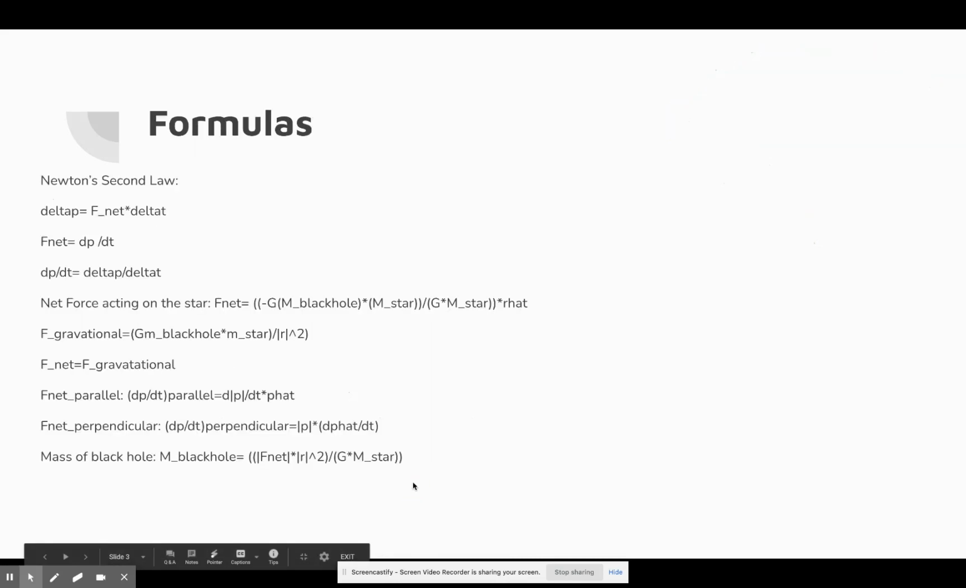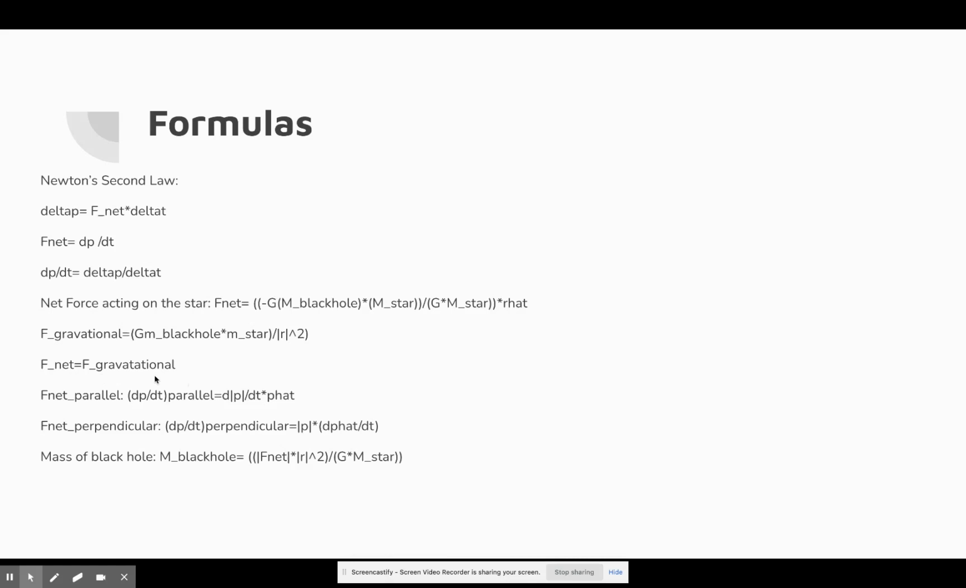So for our formulas, we used Newton's second law. We had a few different rearranged equations of this. So delta P equals F net times delta t, and we're able to set F net equal to dP over dt. So we're then able to set dP over dt equal to delta P over delta t. And then we also have this net force acting on the star. We have our F gravitational force, and we can set F net equal to F gravitational.